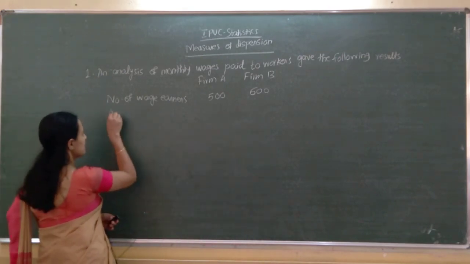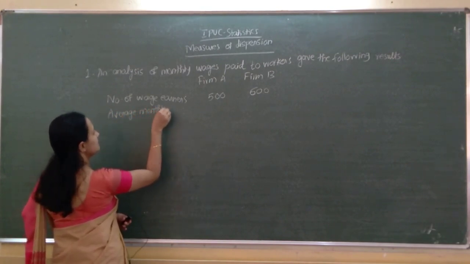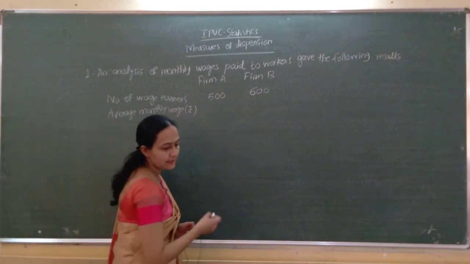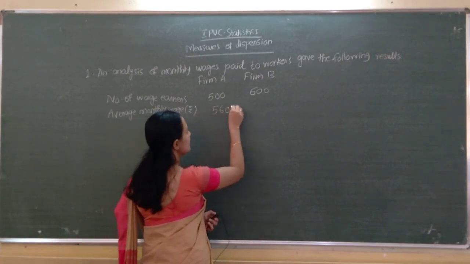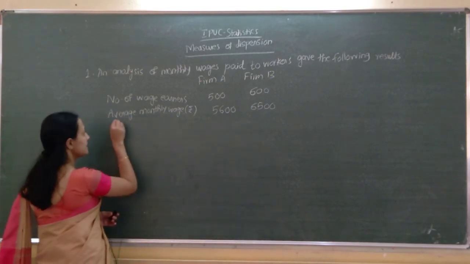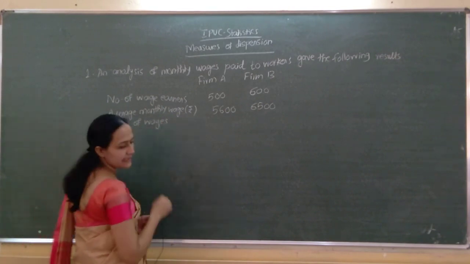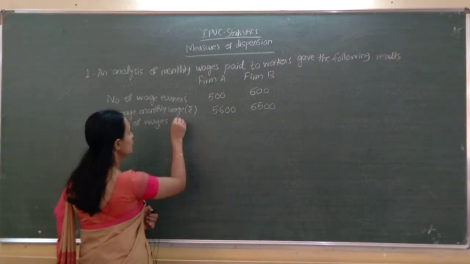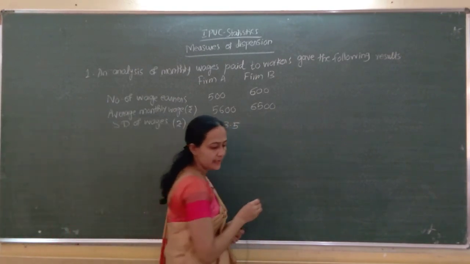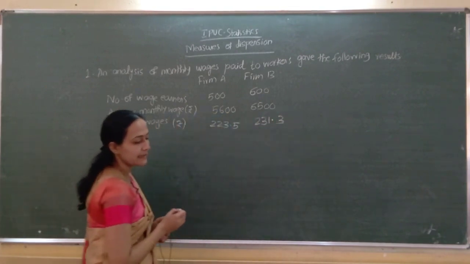Average monthly wage in rupees, that is 5,600 for firm A and 6,500 for firm B. Lastly, standard deviation of wages, that is also in rupees: 223.5 for firm A and 231.3 for firm B.